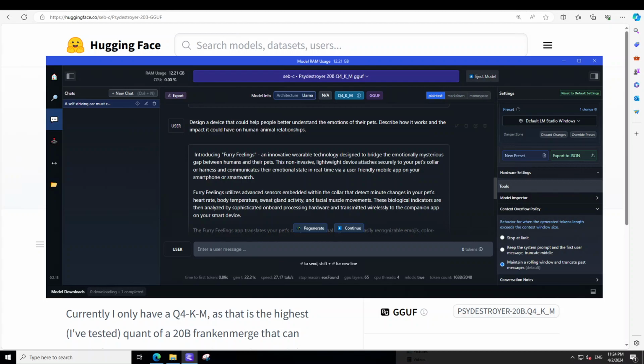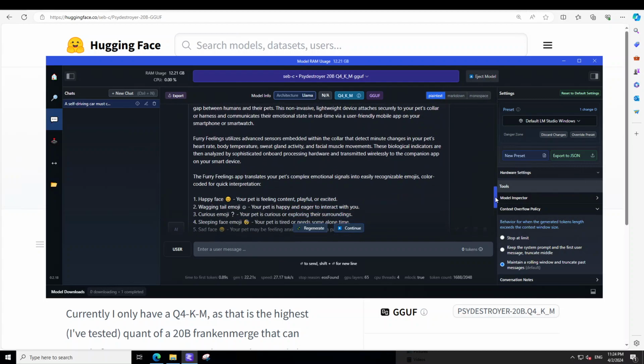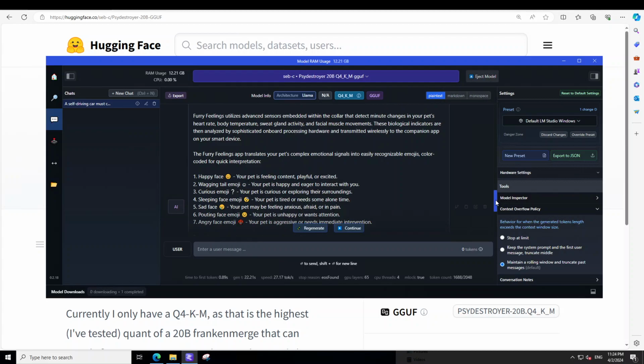This non-invasive, lightweight device attaches securely to your pet's collar or harness and communicates their emotional state via a user-friendly mobile app on your smartphone. Can you believe that? How amazing this response is. Then, wow, it is just talking about what exactly is inside, like sweat gland activity and facial muscle movement, and then it goes on, and the Furry Feelings app translates your pet's complex emotional signals into emojis. Wow. I mean, I'm blown away by the smartness of this model.